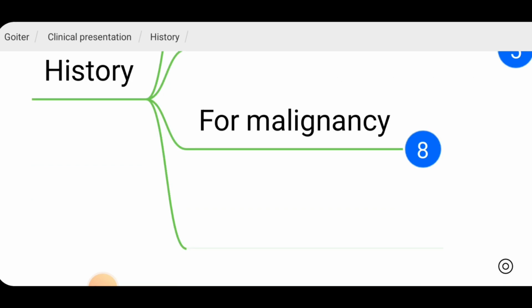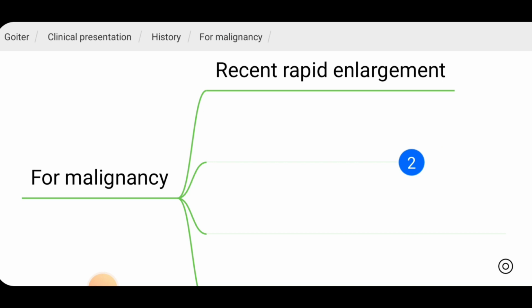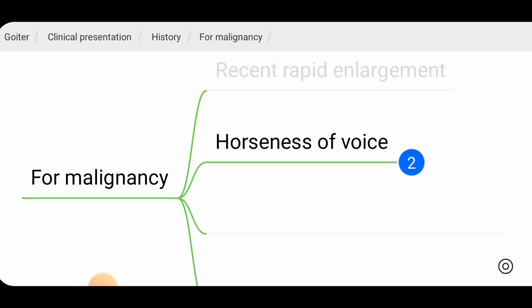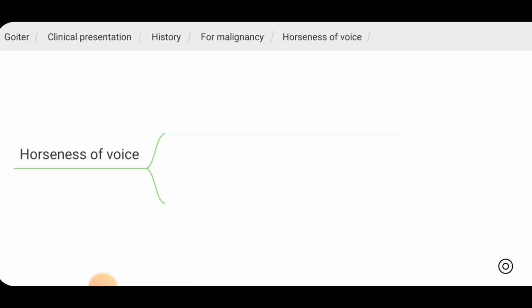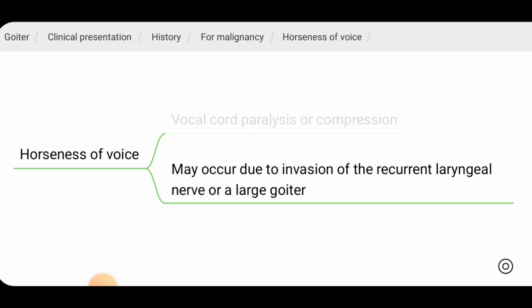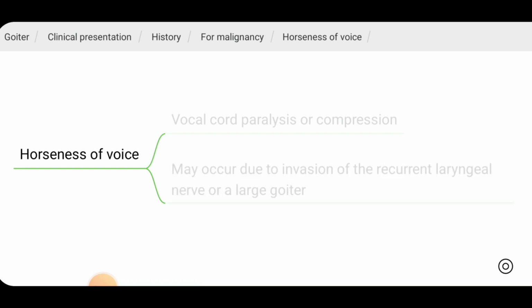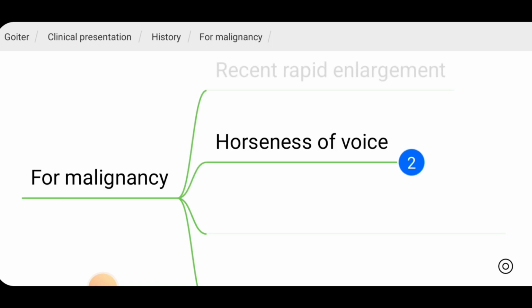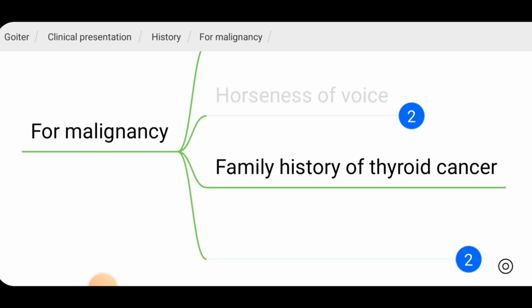And we may ask something suggestive of malignancy, like recent rapid enlargement, hoarseness of voice. So hoarseness of voice occurs due to vocal cord paralysis, so compression over the vocal cords. It may occur due to invasion of the recurrent laryngeal nerve and also with a large goiter. So if a patient is having hoarseness of voice, then we may think of the possibility of malignancy.